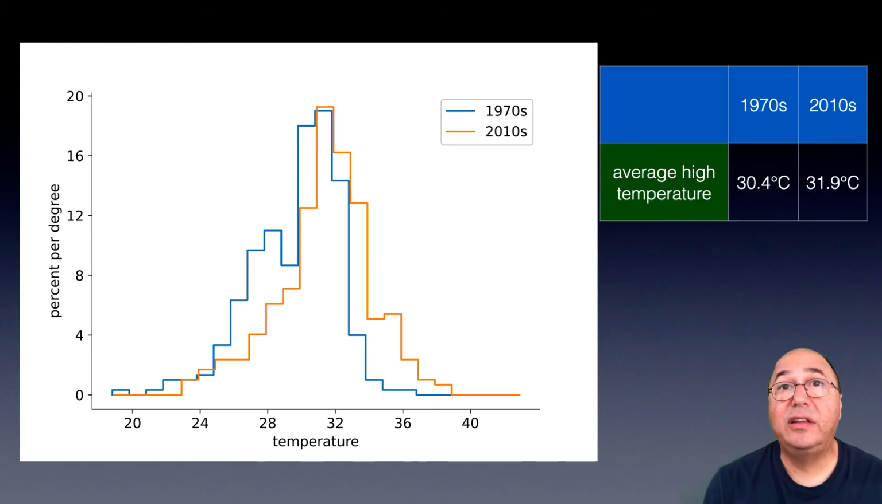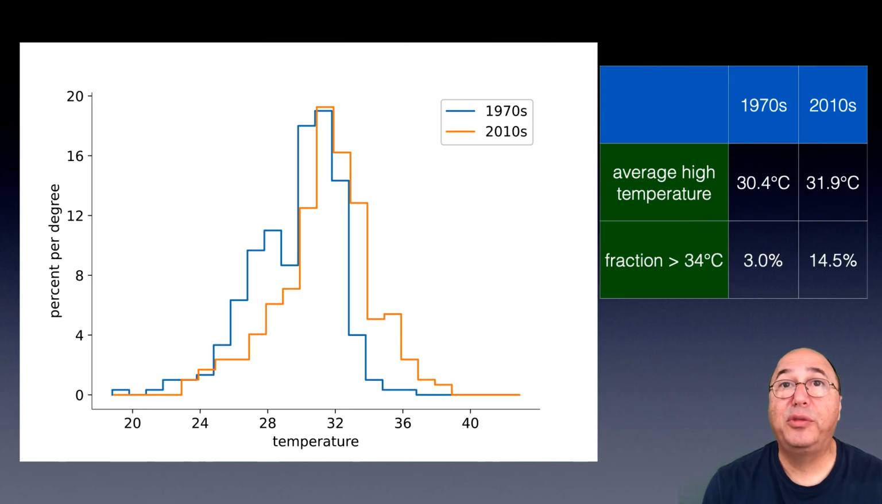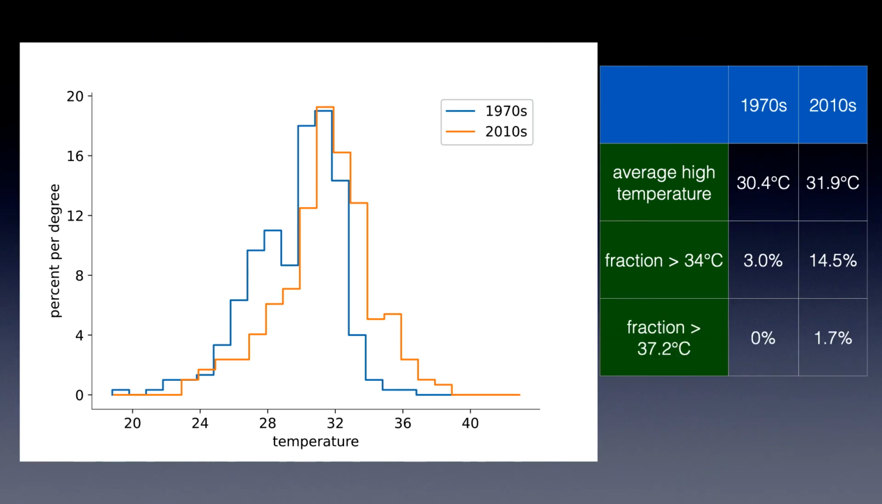In the 1970s, the average daily high temperature was 30.4 degrees Celsius. In the 2010s, the average daily high temperature was 31.9 Celsius. In the 1970s, about 3% of the days had high temperatures above 34 degrees Celsius. In the 2010s, 15% of the days exceeded 34 degrees. That's a dramatic increase. In the 1970s, daily high temperature never exceeded 37 degrees Celsius. In the 2010s, 1.7% of these days had temperatures in excess of that threshold.